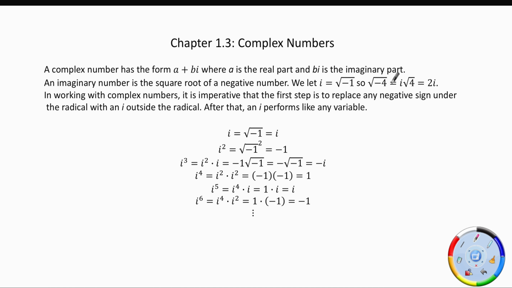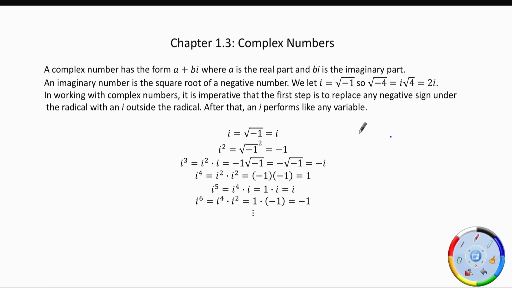we can see that the square root of -4 can be thought of as i times the square root of 4, or in other words, 2i. In working with complex numbers, it's imperative that the first step is to replace any negative sign under the radical with an i outside the radical. After that, an i performs like any variable.